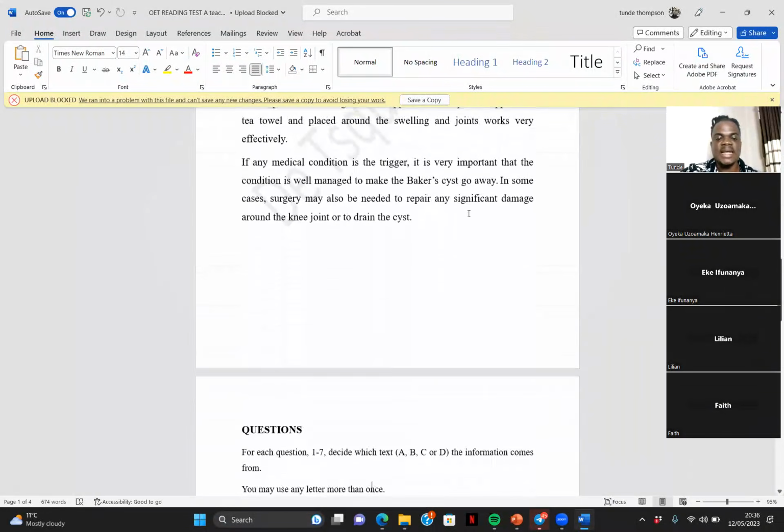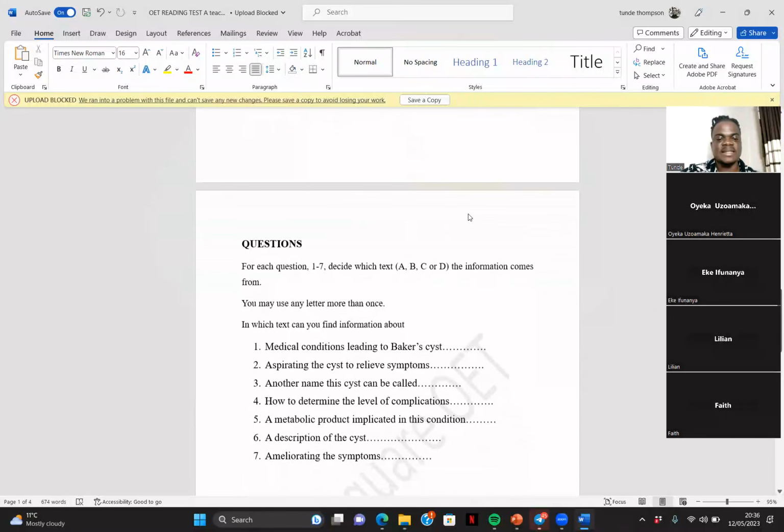So let's go again. Question number 6, a description of the cyst. This will be very easy for you to answer because you've already said A is talking about definition, isn't it? So they could now say a description of the cyst. Definitely it is A, but you still need to go back to that A to double check. Definitely the answer is A.